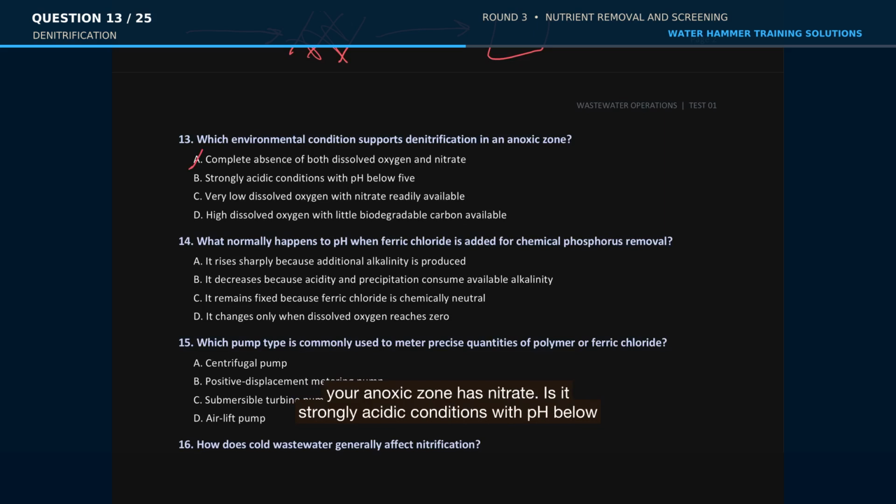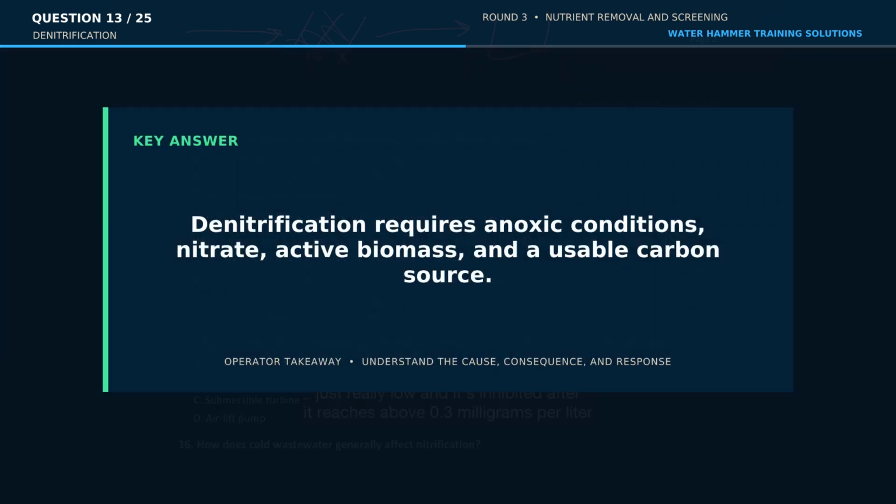Is it strongly acidic conditions with pH below 5? No, that's just going to inhibit denitrification if it gets too low. Is it very low DO with nitrate readily available? Yes. So you still have DO in your anoxic, it's just really low, and it's inhibited after it reaches above 0.3 milligrams per liter of DO.